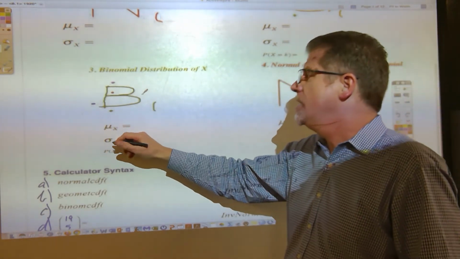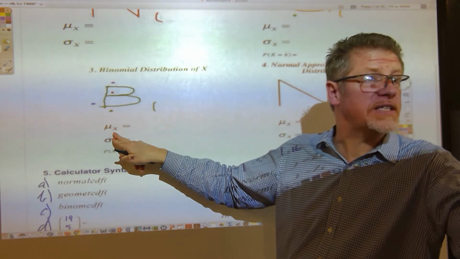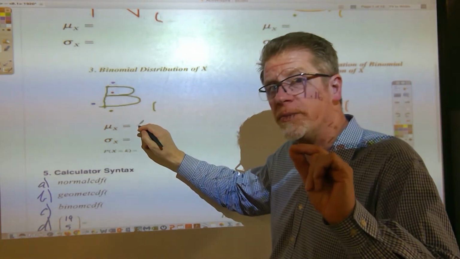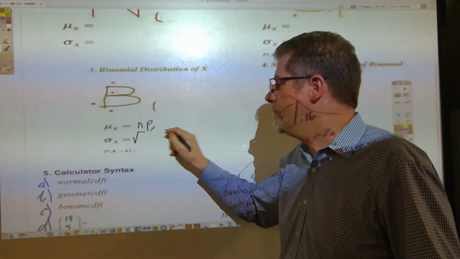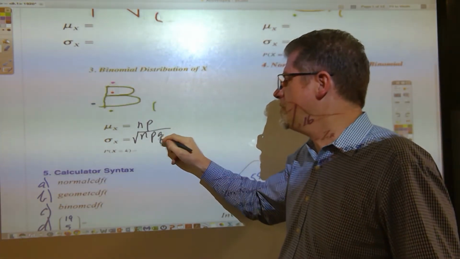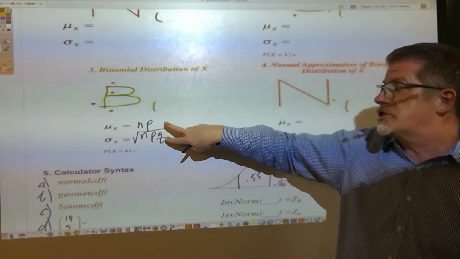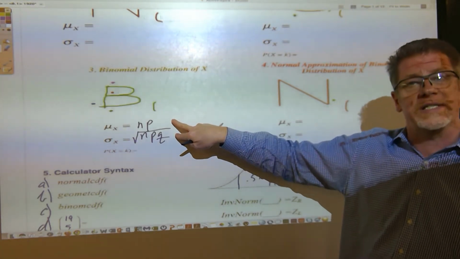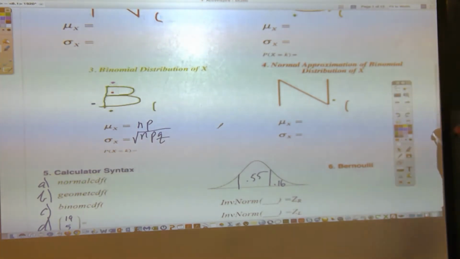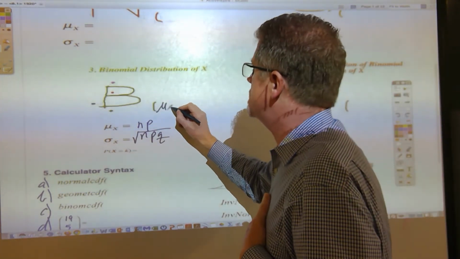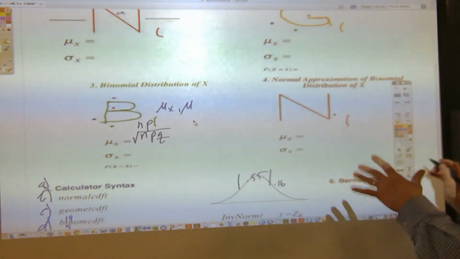So the mean of the variable x, which is defined as the number of people out of 10 who will say yes, I'm going to vote for Trump, what was this formula? NP. It was NP. And what was the standard deviation? Root of NPQ. That's right. So we're going to connect word picture 3 to word picture 7 today. 3 connects with 7. Now, this is mu sub x, comma sigma sub x.